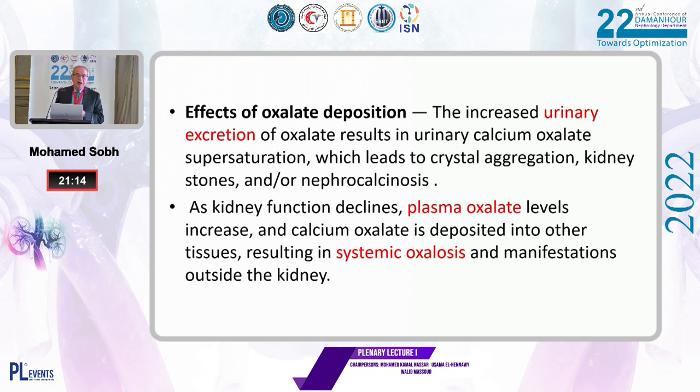What happened after this oxalate deposition? The increased urinary excretion of oxalate results in calcium oxalate supersaturation in urine, which leads to crystal aggregation, kidney stone, and nephrocalcinosis. So it will end with kidney damage. But the story doesn't finish here. The more painful part is coming. As kidney function declines, plasma oxalate level increases, and calcium oxalate is deposited into other tissues, resulting in systemic oxalosis and manifestations outside the kidney. So we say systemic oxalosis when the patient develops uremia. But before that, it is called primary hyperoxaluria.